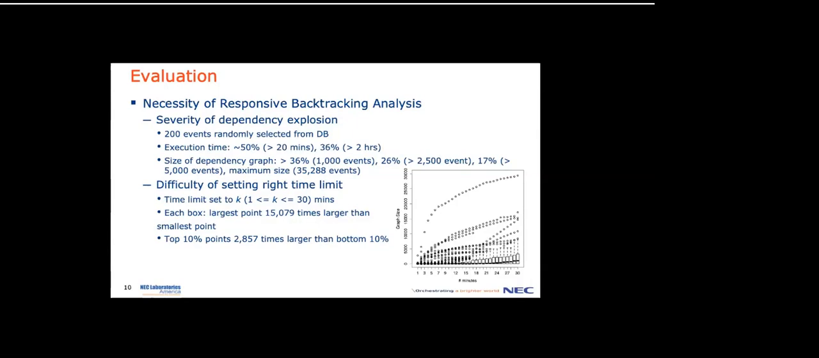Regarding the difficulty of setting right time limits, we set the time limit from 1 minute to 30 minutes. And the figure on the right side shows the results. As you can see, in each box plot for each time limit, we cannot see a clear distribution. And also, we found that for the top 10% of points, the execution time is about 3,000 times larger than the bottom 10%. So you can see the distribution of the execution time is not fixed, it's dynamic. So it's very difficult to set a right time limit in a real-world system.